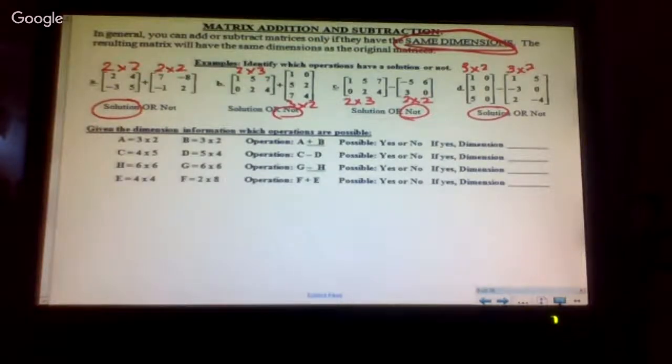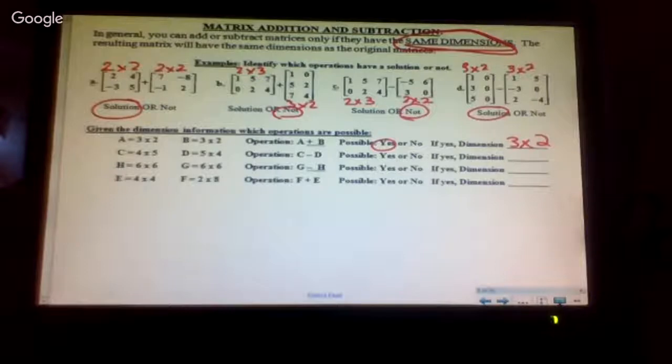On your test on Friday, you're going to see something like this, but it's going to be mixed in with multiplication. So if I have a 3 by 2 and a 3 by 2, can I add them? Yes. If it starts a 3 by 2, it ends a 3 by 2. Your dimensions do not change with adding and subtracting. With multiplication, they will.